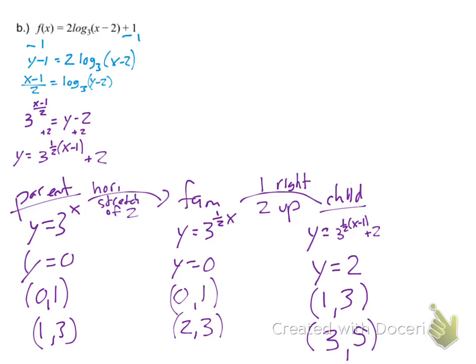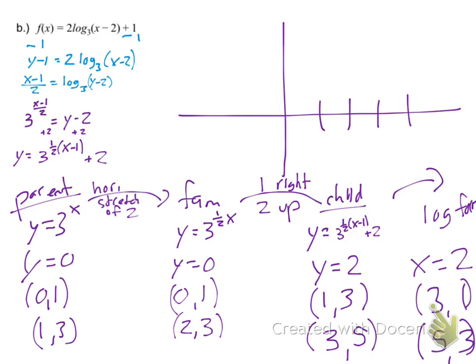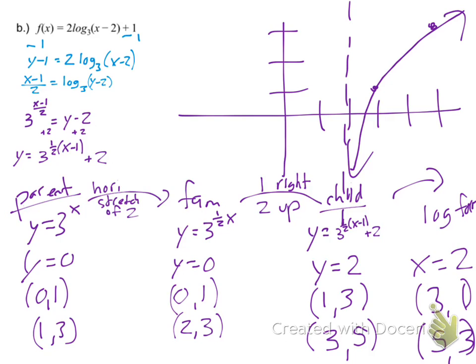We now need to go to our inverse, which is back to the log form. I'm putting log form just because I'm running out of room. What would the last column look like? x equals 2. 3, 1. And 5, 3. So 5, 3, 3, 1, and x equals 2. And there's your graph. Log form is just the original.